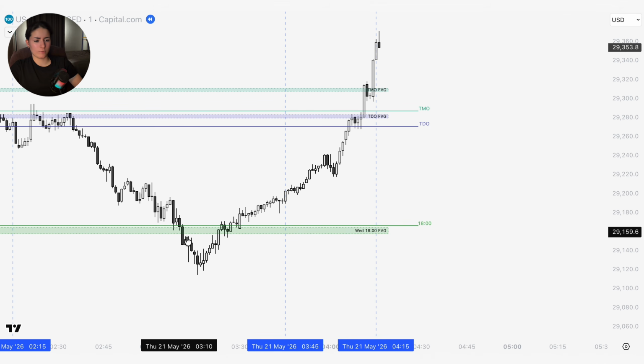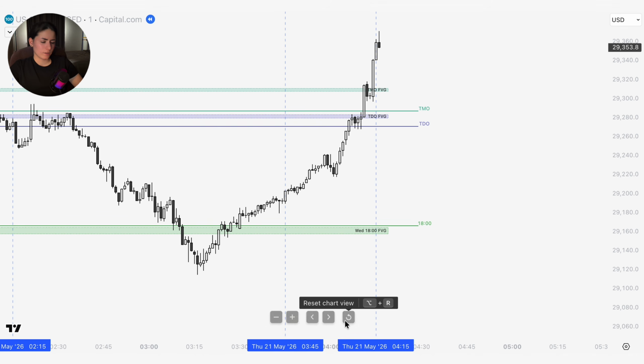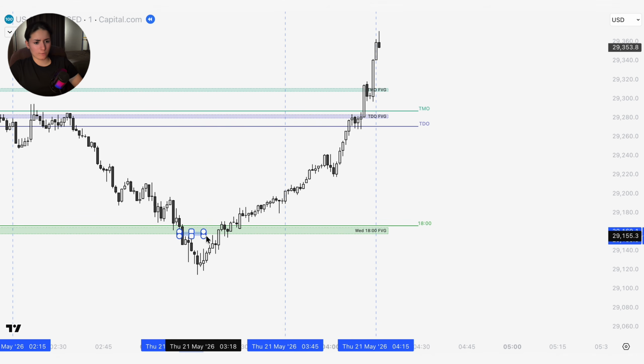Next, let's pay attention to the second macro window. Notice that even before the macro window officially started, the level had already been tested. Then inside the macro window itself, we got an amazing confirmation to enter. First, an inverted fair value gap was formed, followed by a clean market structure shift. And as you can see, price moved toward this liquidity. There is nothing complicated here.